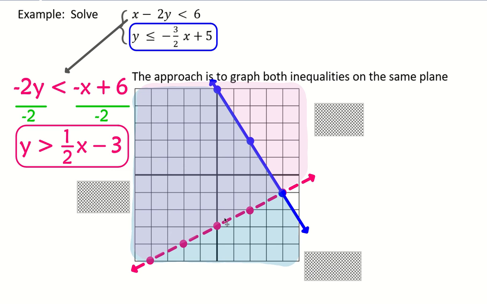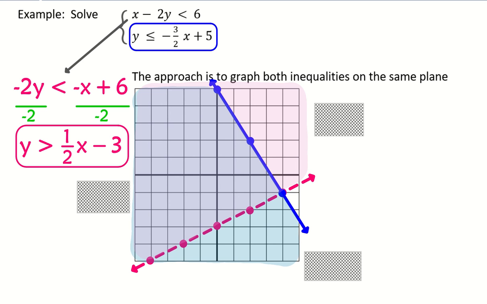Remember, everything in red or pink is what solves this inequality, and nothing on that dashed line because it's dashed, but everything in this pink shading solves this one. And everything in the blue shading, and also right on this solid blue line, would be all the ordered pairs that solve this one. But the final answer, all the solutions to the system, would be everything that solves both of them.